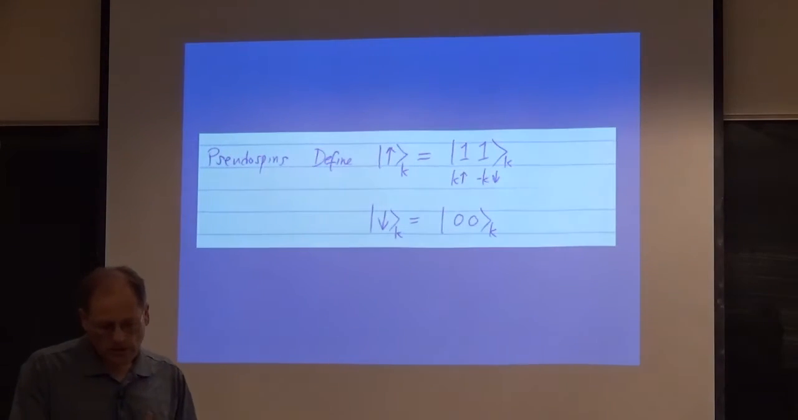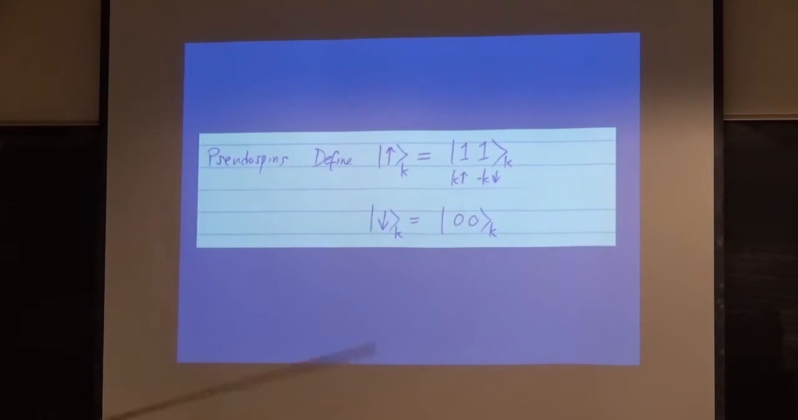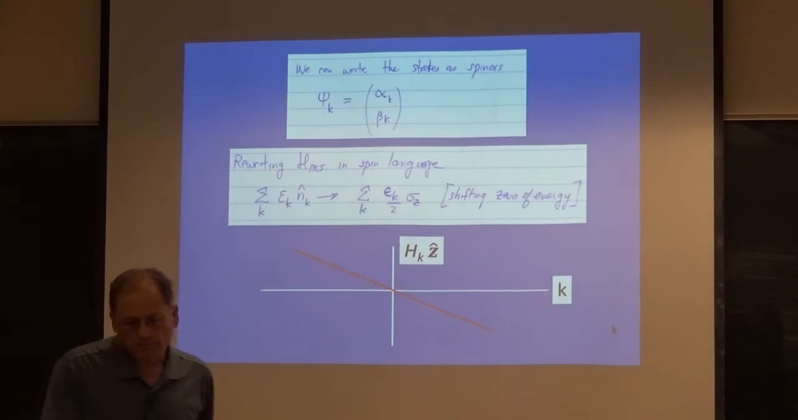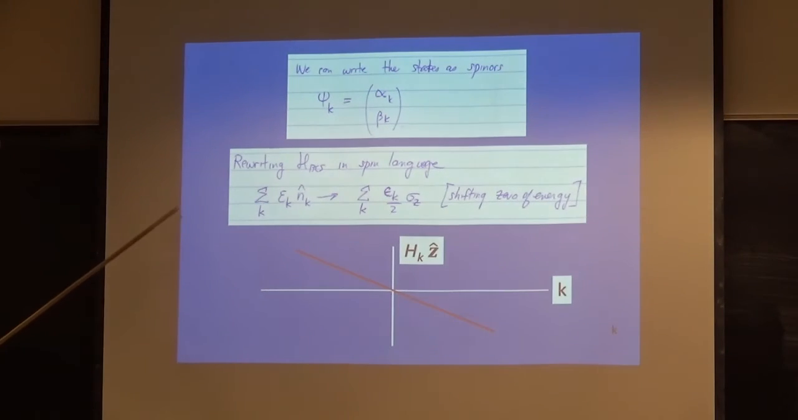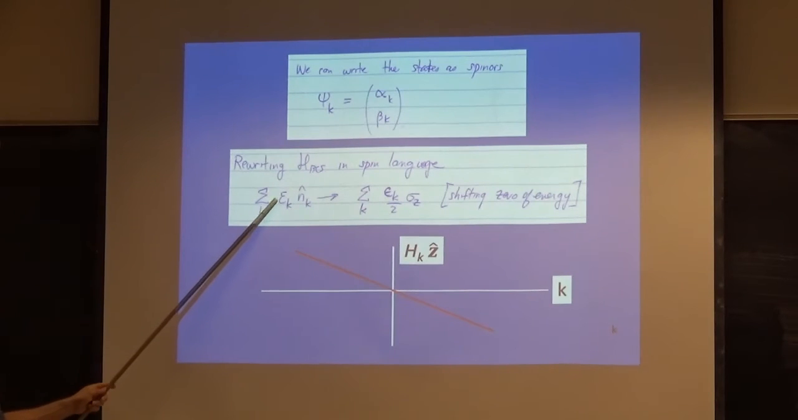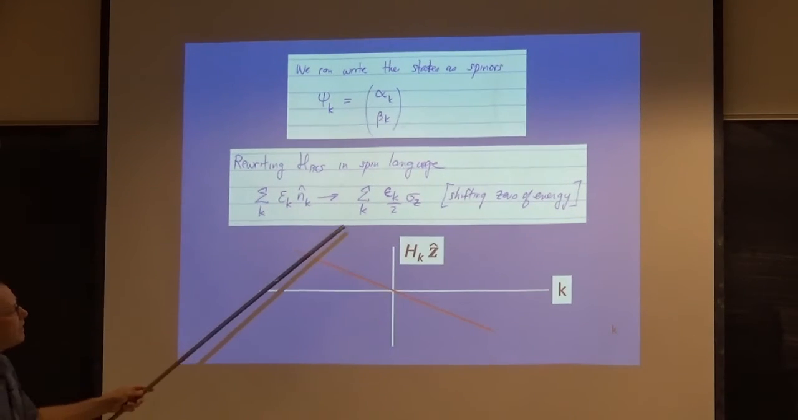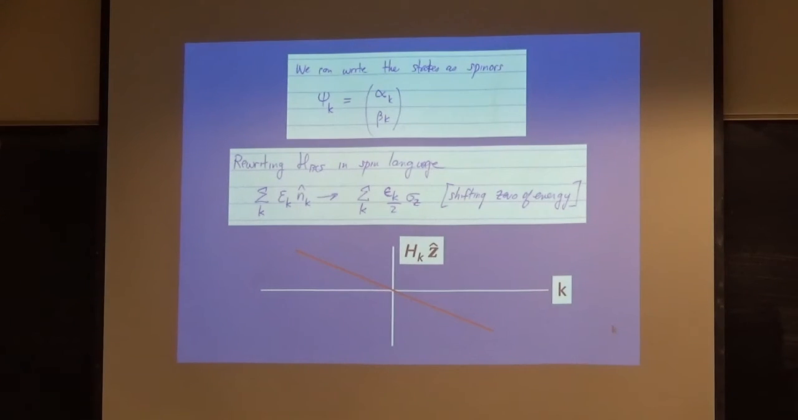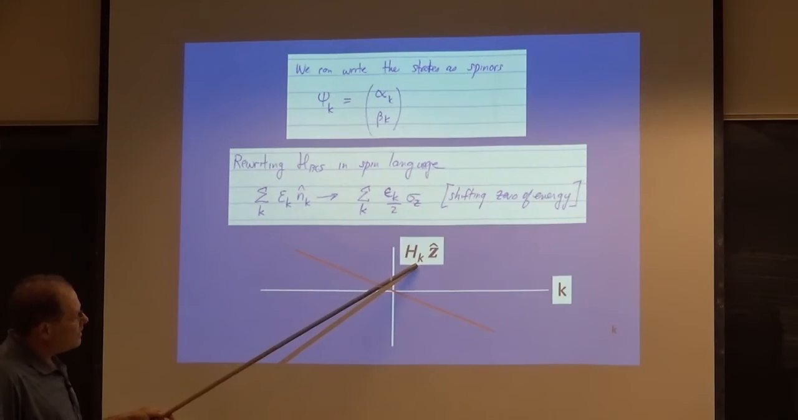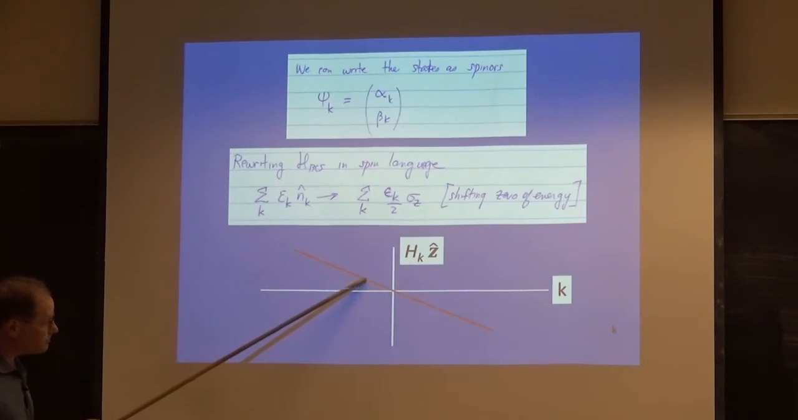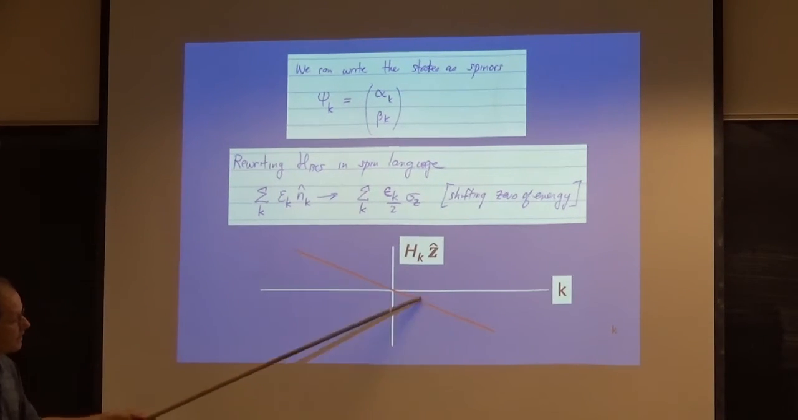But the essence of the physical picture is to think of this state as mapping into spin up and this one as mapping into spin down. We can then rewrite the BCS Hamiltonian in this spin language, and the single-particle energy eigenstates now become a Z component of magnetic field. If we shift the zero of energy to make the Fermi energy equal to zero, then this effective magnetic field depends on K, and it depends linearly on K as shown here.